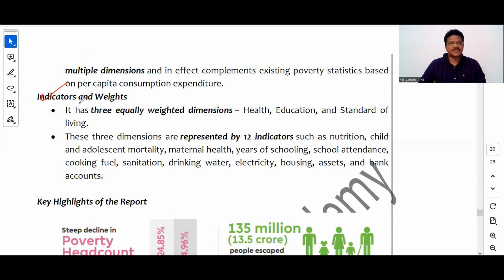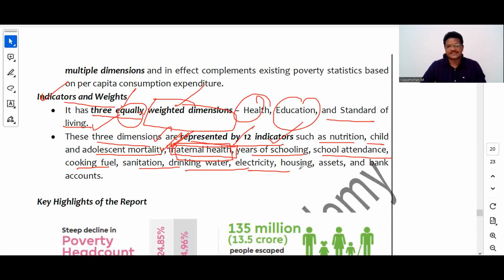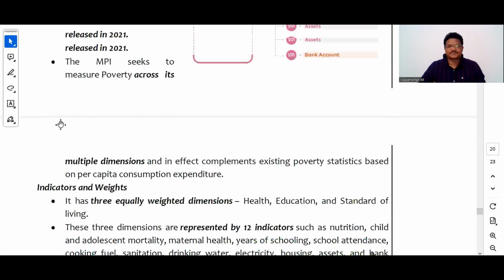Yeah. So what are the indicators and weights? So it has 3 equally weighted dimensions. Dimensions are the same: health dimension, education dimension, and standard of living dimension. Whereas these 3 dimensions are represented by 12 indicators such as nutrition, child and adolescent mortality, maternal health. So maternal health was not available in the UNDP, whereas it is being considered by NITI Aayog. And years of schooling, school attendance, cooking fuel, sanitation, drinking water, electricity, housing, assets, and bank accounts. So these are the 12 indicators. If possible, try to remember them.